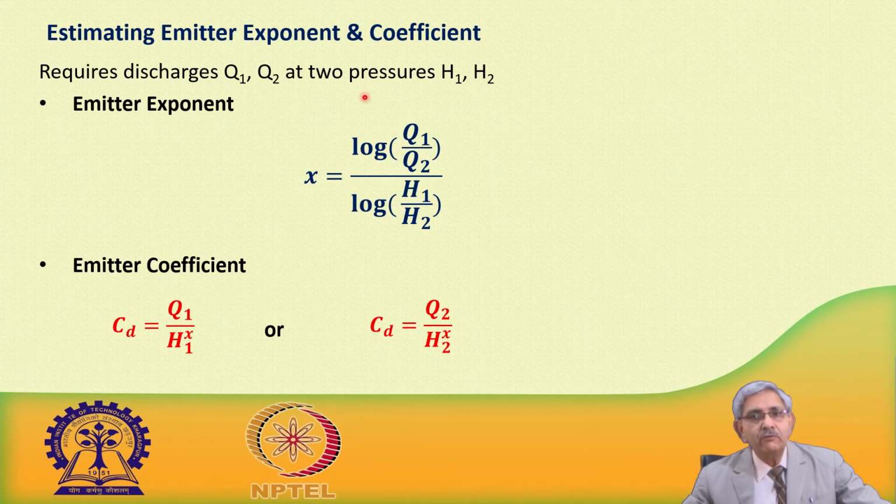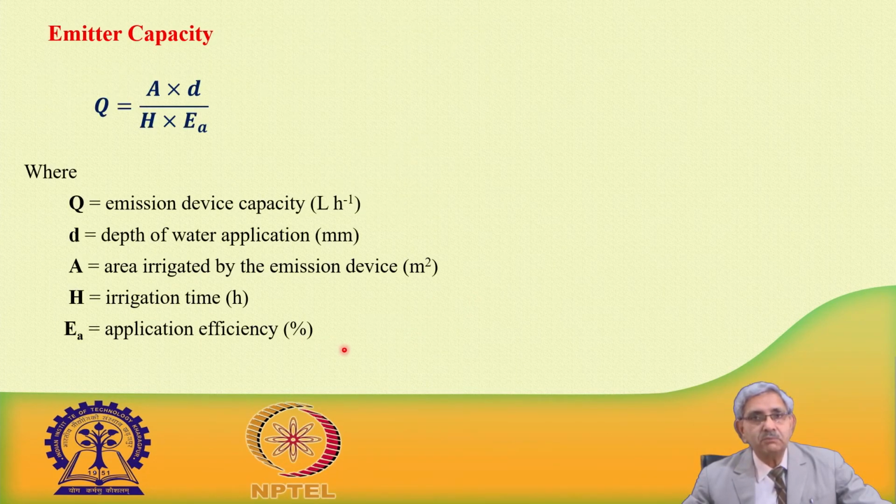Now, in order to obtain the value of x, we have to conduct a test to find out, for a set of operating pressures, what discharge we are getting, and then one can find out the value of x. Plotting those data on log paper, one can get the value of x and categorize a particular type of dripper, and also find the coefficient of discharge of that dripper.